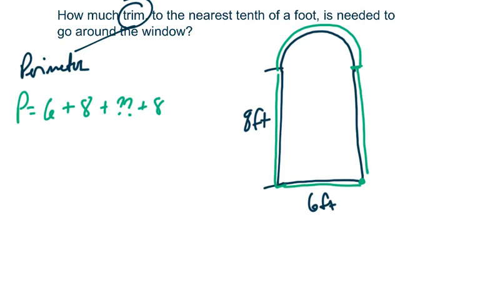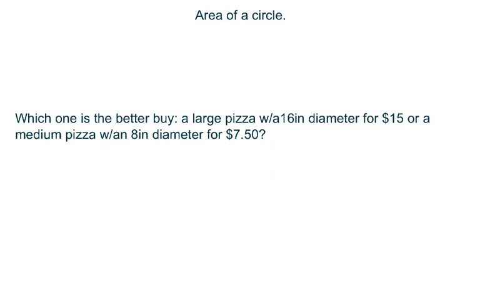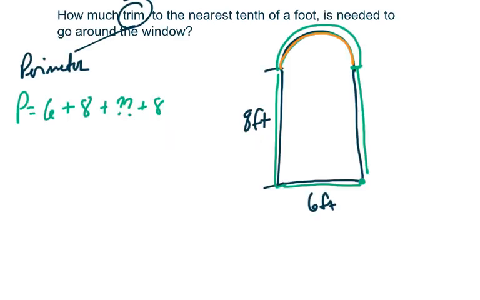So how can I figure this out? That's the question here. How can I figure that out? Well, that's half of a circle. And I know by looking at the bottom that if I drew this imaginary diameter here, it mirrors the bottom, which is 6 feet.